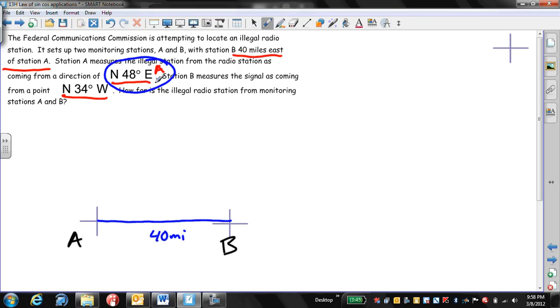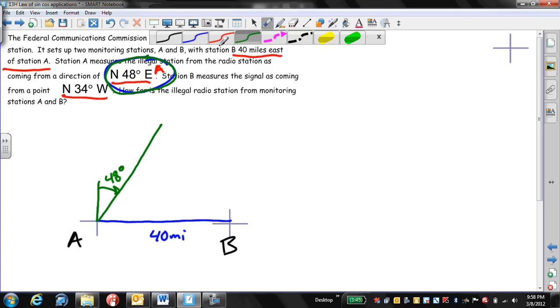North 48 degrees east. So do this in a different color. I'm going to go north, and I'm going to rotate 48 degrees to the east. So notice that's how it's going to look. Now let's go ahead and do that one in green. Should have changed it there.